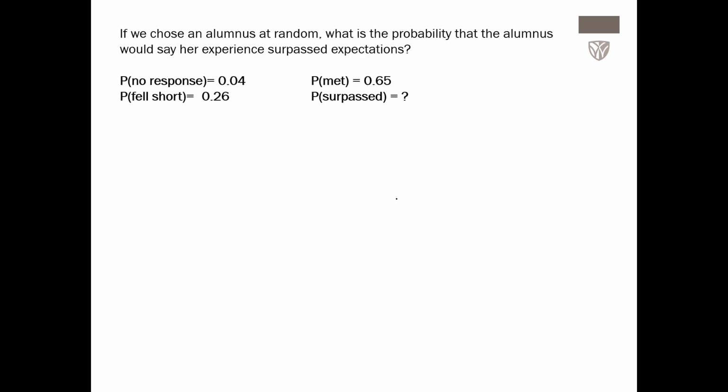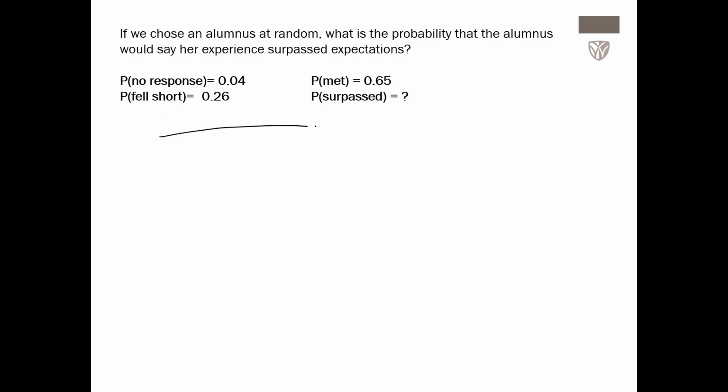We have several pieces of information. We know that 4% did not respond. The probability that they said fell short was 26%. The probability that they met expectations was 65%. And this question wants to know the probability that her experience surpassed expectations. Well, we can go back to first principles here, and we can use the law of complements. We have four possible responses. Those are the only four responses, and so because we have probabilities here, the values of the outcomes in our probability space have to add to 1. So if we were to add all of these probabilities up, they would add up to 1.